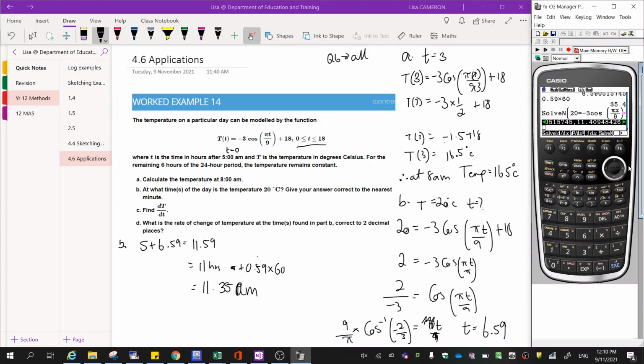My other solution will be 11.41. And then that one's out of the domain as well. So it'll be 5 plus 11.41, because that's the other one that is included in our domain. So that's going to be equal to 16.41, which is going to be 16 plus 0.41 times 60.